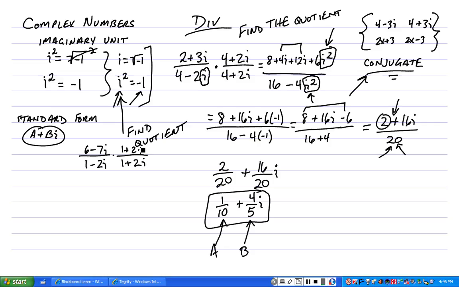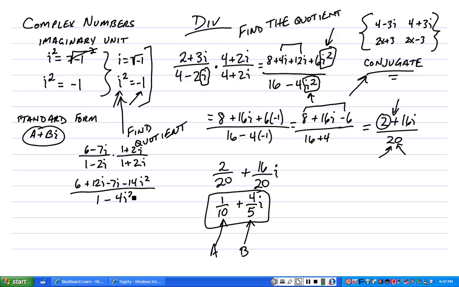So now we end up with, up top, first and first gives me 6. Outside is going to give me 12i. Inside is going to give me a negative 7i. Last and last is a minus 14i squared over, down bottom, I'm just going to square my 1 because it's first. My outside and inside will cancel, and then minus 4i squared. Minus 4i squared is the problem that we have.